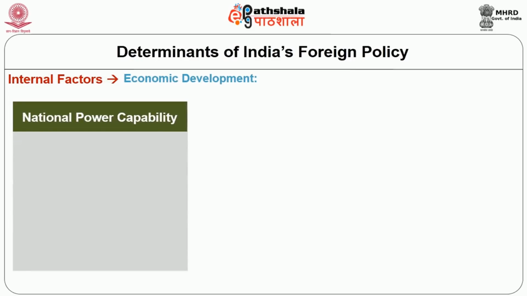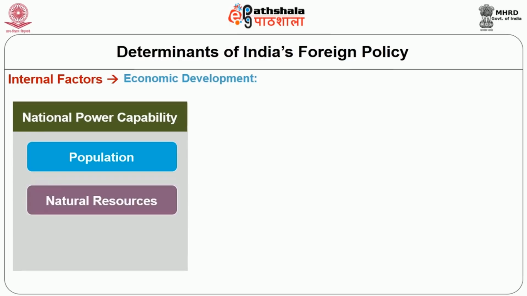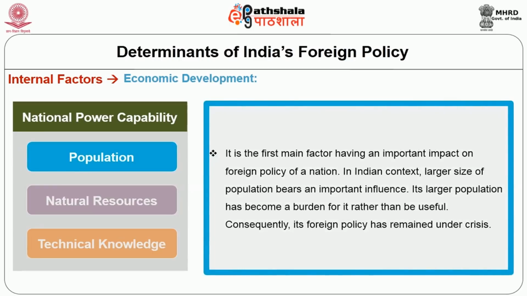National power capability. There are three factors to know the national power capability of a nation: population, natural resources, and technical knowledge. Population is the first main factor having an important impact on the foreign policy of a nation. In the Indian context, the larger size of population bears an important influence. Its larger population has become a burden for it rather than being useful. Consequently, its foreign policy has remained under crisis.